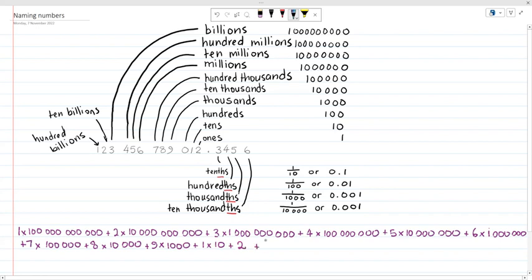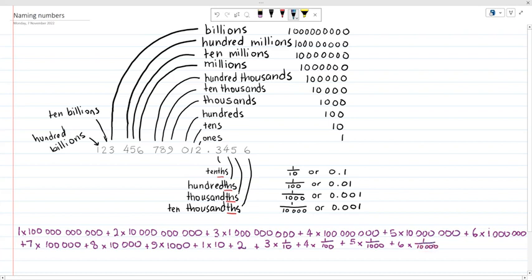plus 3 lots of a tenth plus 4 lots of 100th plus 5 lots of 1,000th plus 6 lots of 1/10,000th.